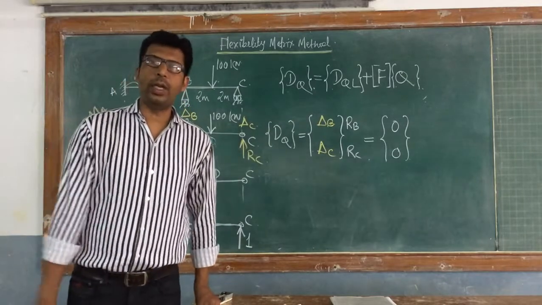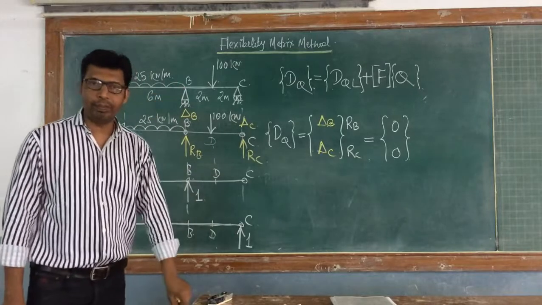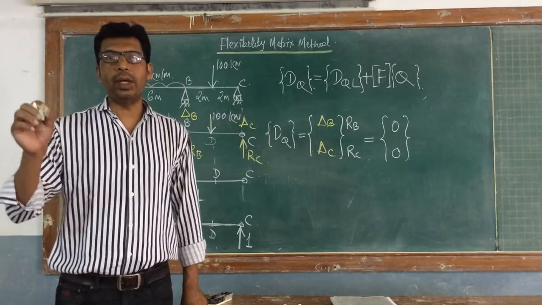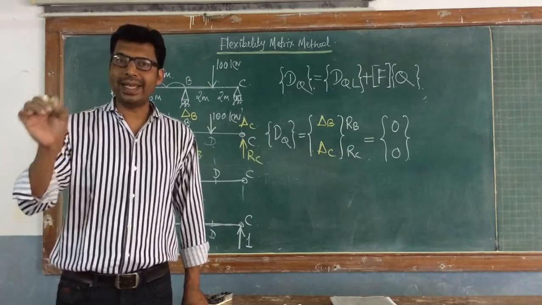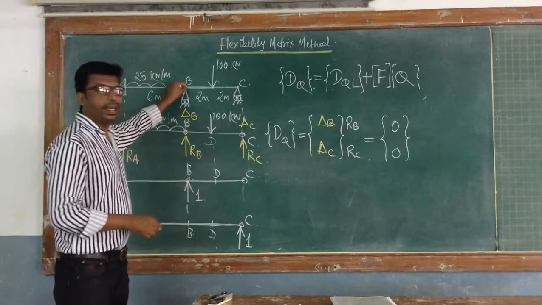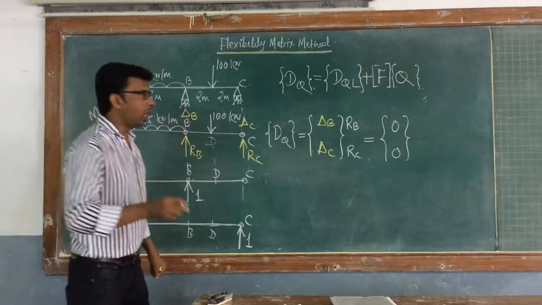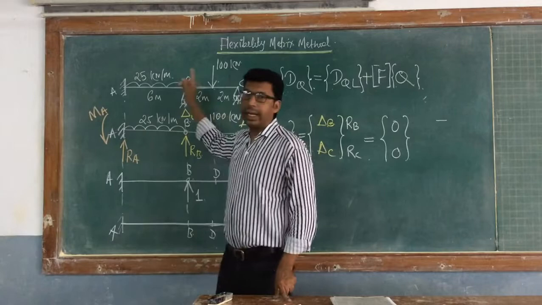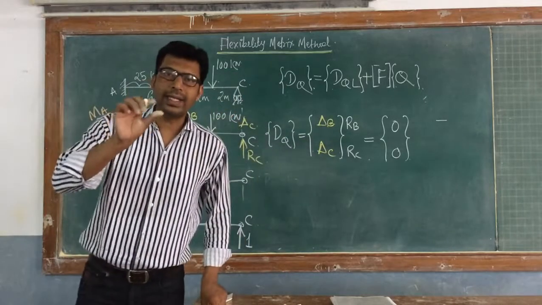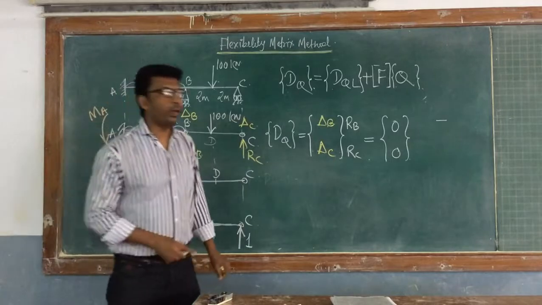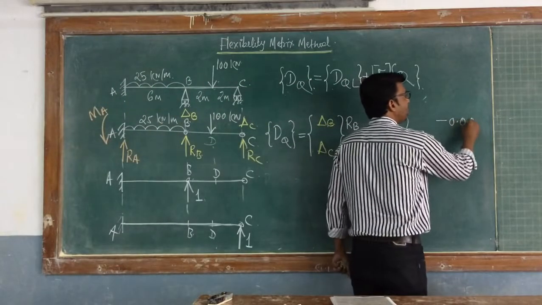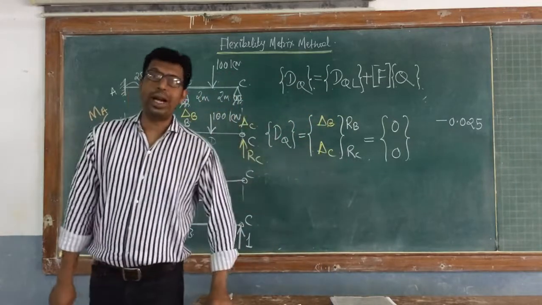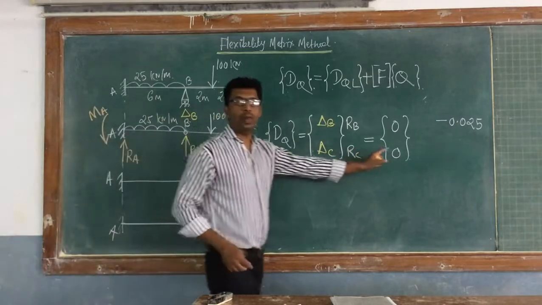But if sinking of support is given, for example, if in the statement it is given, analyze the given beam using flexibility matrix method if support B sinks by 25 mm. Support B sinks means sinking means vertically downward displacement. Downward means minus 25 mm. If our other dimensions are in meters, we have to convert that sinking also in meters. So if it is 25 mm, it will be 0.025 meter. So it means if sinking of support at point B is given, this vector will be like this.